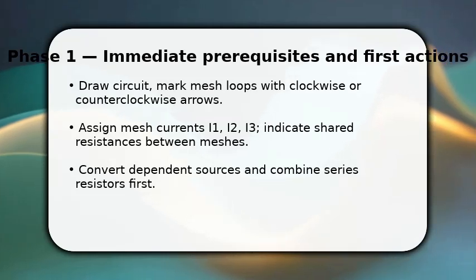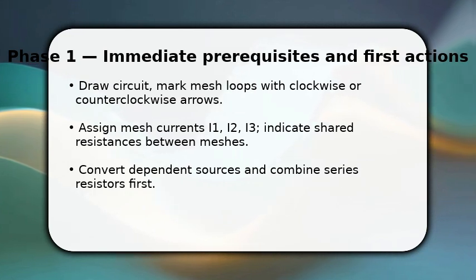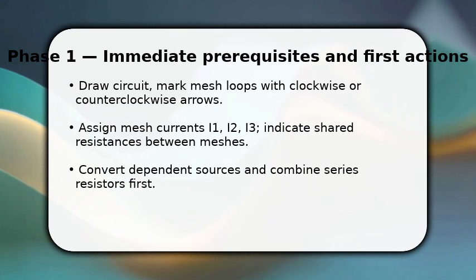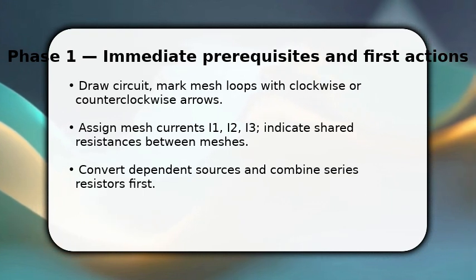You start by labeling every mesh loop and assigning a mesh current to each. This immediately gives a sign convention, so equations are consistent. Once done, mark resistors shared between adjacent meshes and note which voltage sources are interior versus boundary.